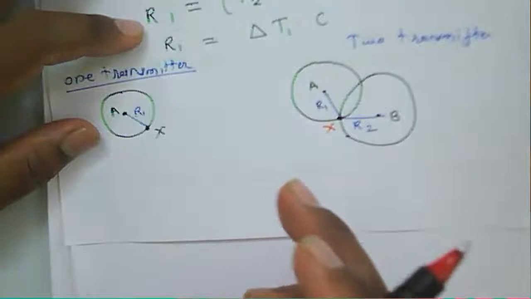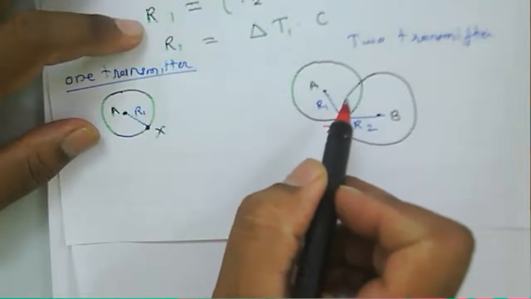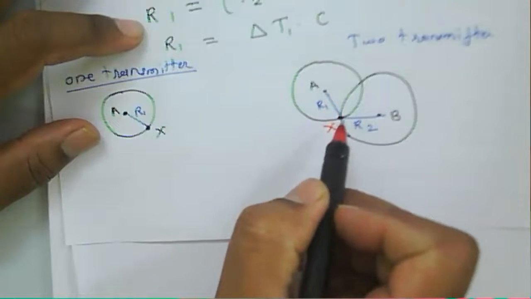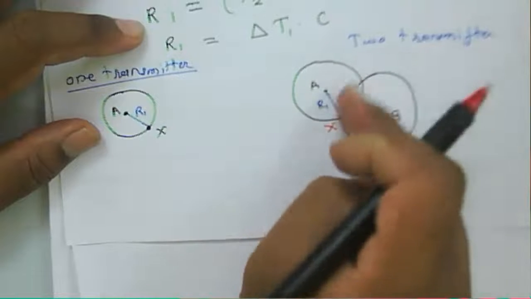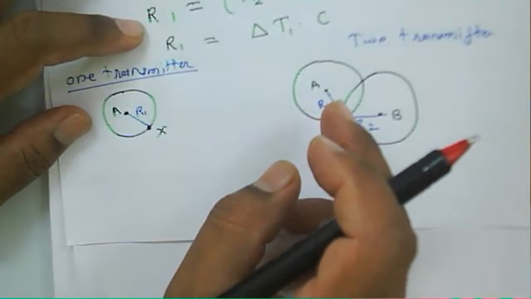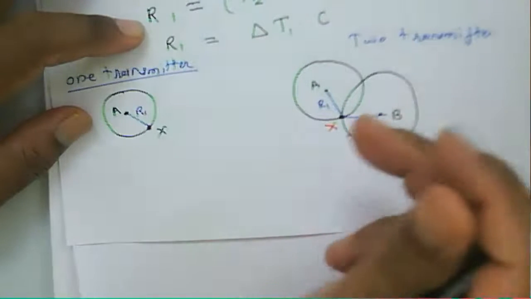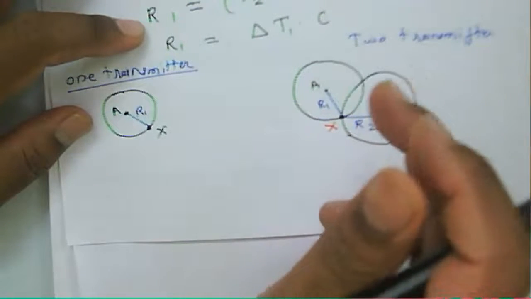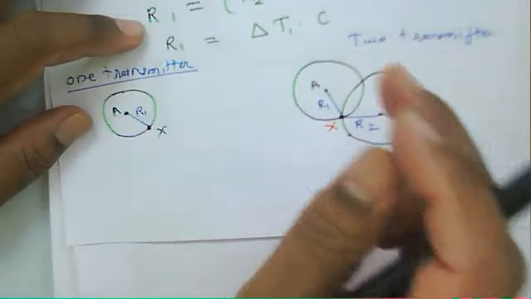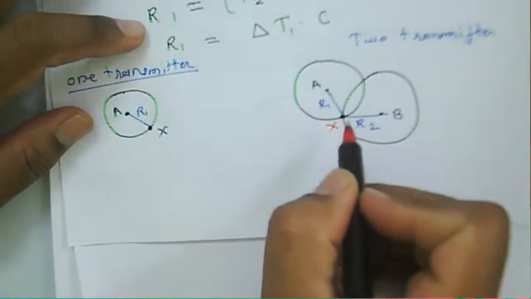So we are able to obtain the position of that receiver at this particular intersection. Now we obtain two points here, but we are not able to obtain X from A or X from B.